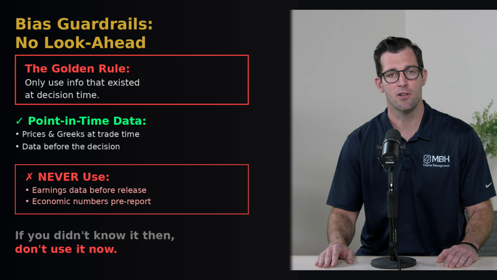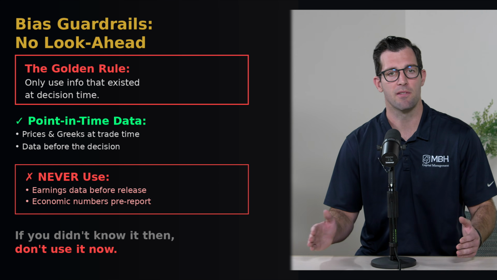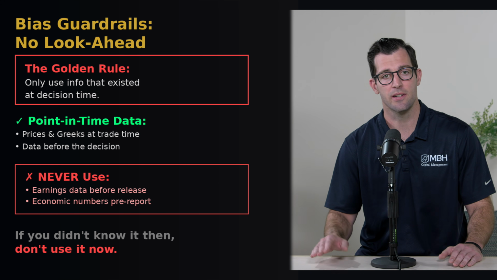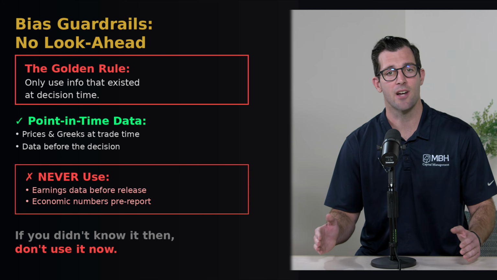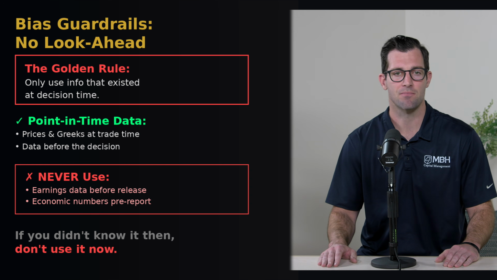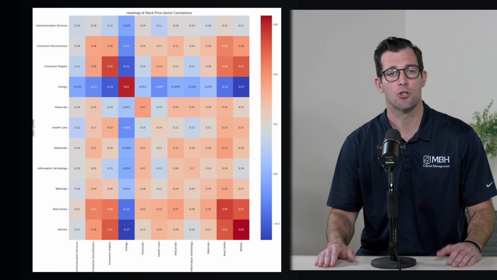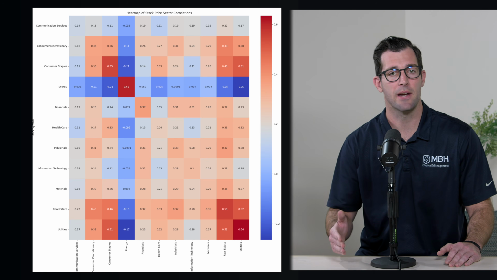Only use the information that would have existed at the time of decision. That means point-in-time prices and Greeks. Buying an option before an earnings release or economic data release must be excluded because you did not have that data before the trade. Garbage in, garbage out. Cross-check your data sources for wide bid-ask spreads.